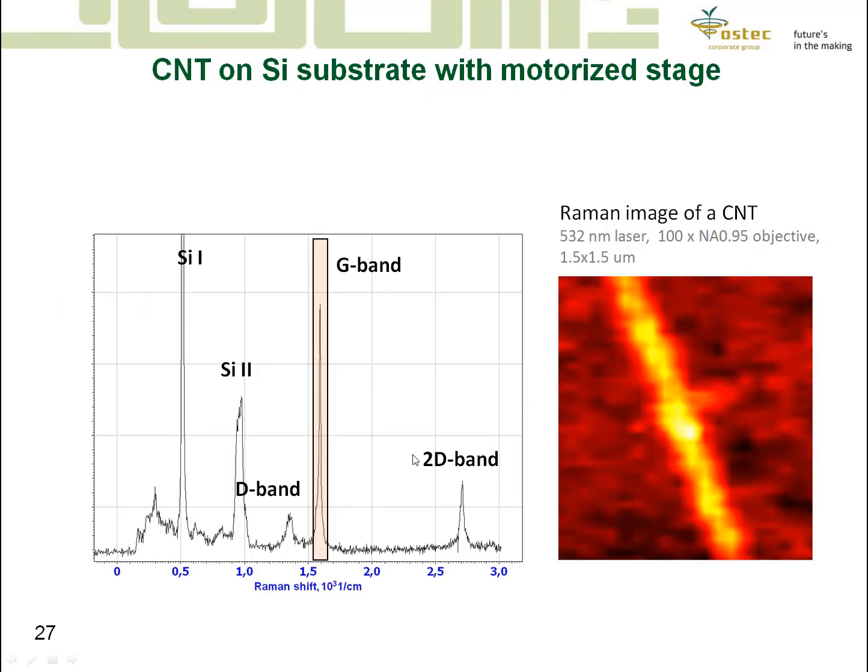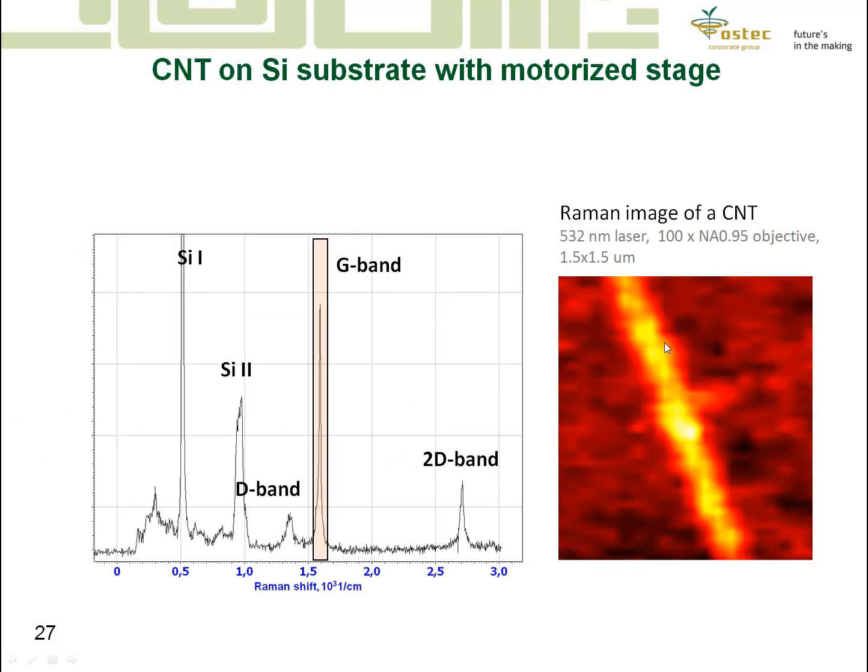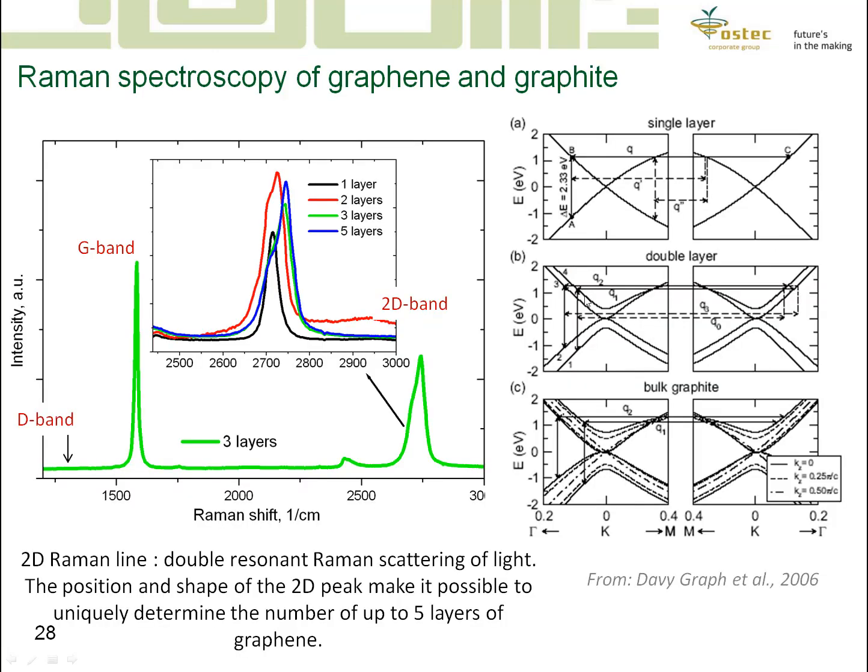And for mapping, we can get distribution of the intensity for selected peak. When you choose, for example, peak which relates to carbon nanotube and make mapping, then you can get the position of your nanotubes on the surface. And for graphene, you can see clearly there is a difference between single layer and two layers and multi-layer graphene.